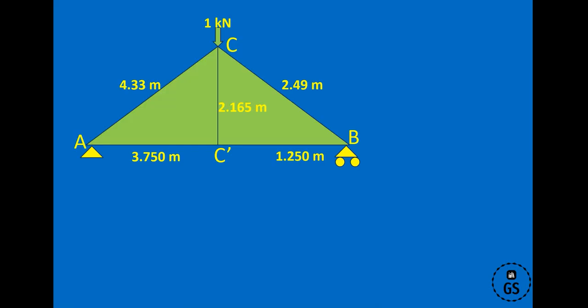The next job is to find the reactions. Now replace the 50 kilonewton load with a 1 kilonewton load, that is the unit load. So replace the 50 kilonewton with a 1 kilonewton vertical load, applied in the vertical direction. Now we want to find the vertical deflection at point C. So find the moment at the point.